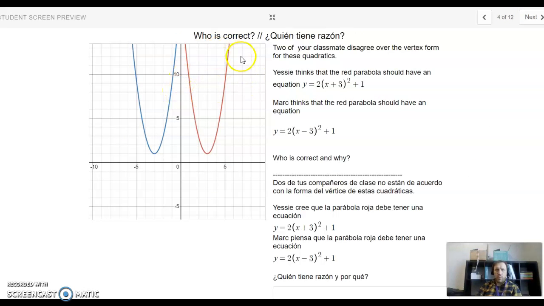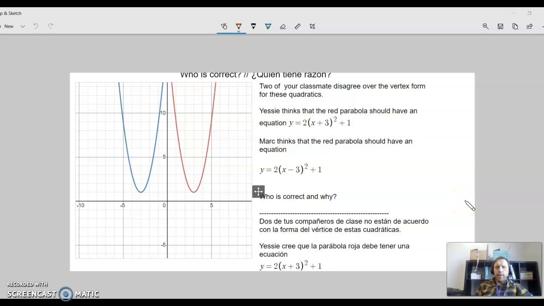Go ahead and answer this question. Who's correct? So there's two students here. Jesse, and we're talking about this red quadratic right here, the red parabola. Jesse thinks the equation should be this. Mark thinks the equation should be this. Tell me down here, who do you think is correct and why? All right, give that a shot. So who do you think it was?